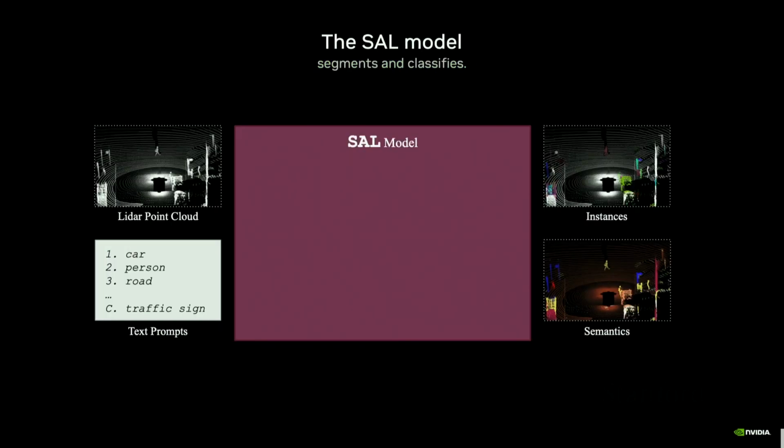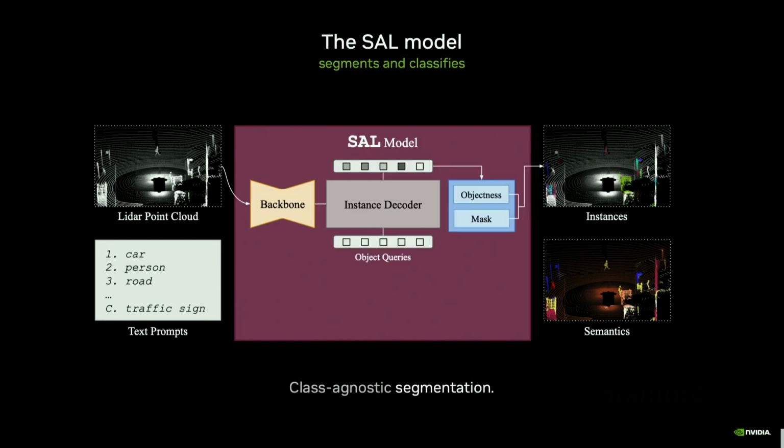Okay, so let me just briefly talk about the SAL model. It's really nothing fancy, right? It's going to take our LiDAR point cloud and our text prompts. As a model, we're going to have class-agnostic segmentation in a Mask2Former kind of way, in which you have your backbone, you process your LiDAR point cloud, and you have your transformer decoder, which takes a set of object queries and decodes them into the actual instances. So you're going to have the mask, and you're going to have an objectness value. So the architecture is pretty simple. There's nothing fancy about that.